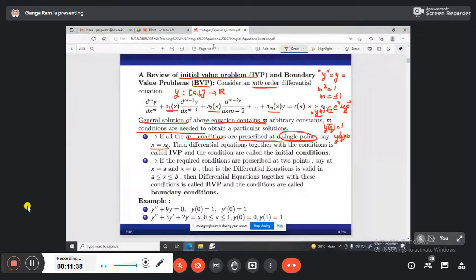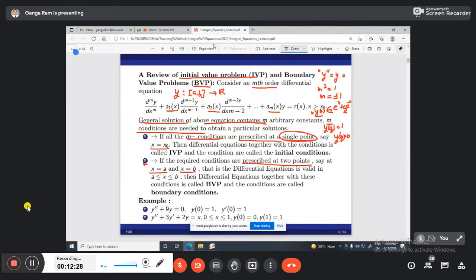Okay, now we move to the boundary conditions. To find the particular solution we need m conditions, and we have seen that y is a function from an interval (a, b) to R. If the required conditions are prescribed at 2 points, whereas in the previous case it was a single point, say x equal to a and x equal to b, then some of the m conditions are defined at x equal to a, and the remaining conditions are defined at x equal to b. We have 2 points here.